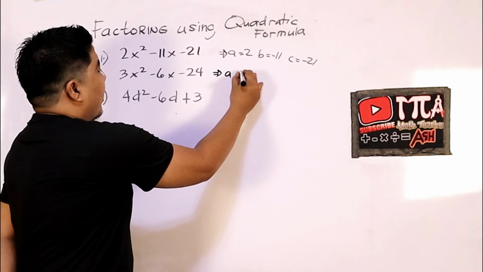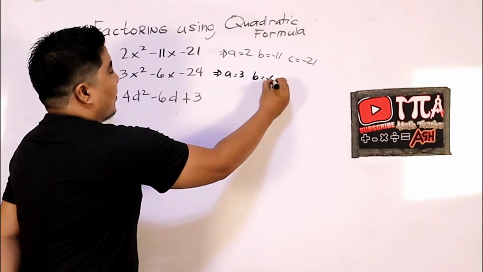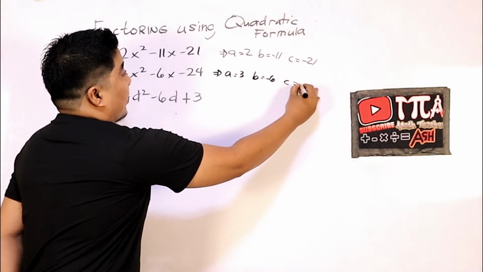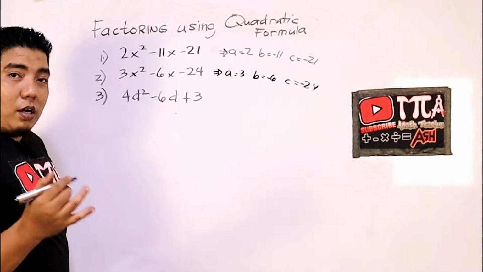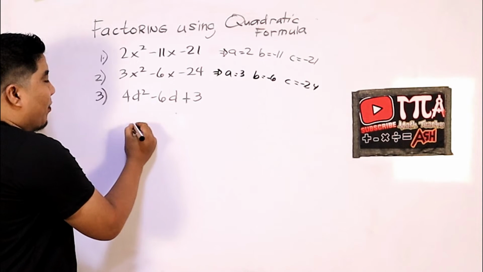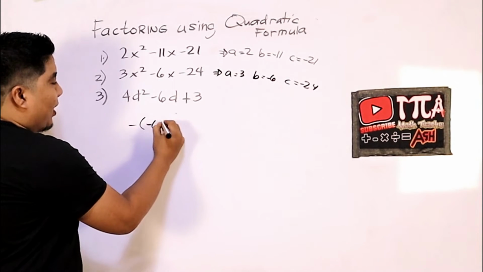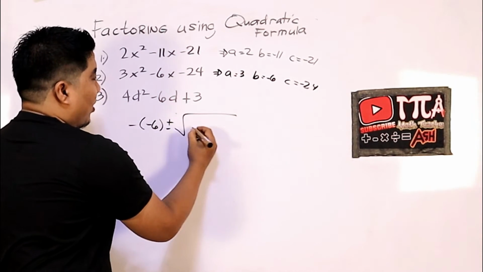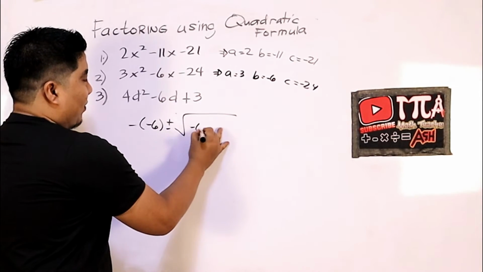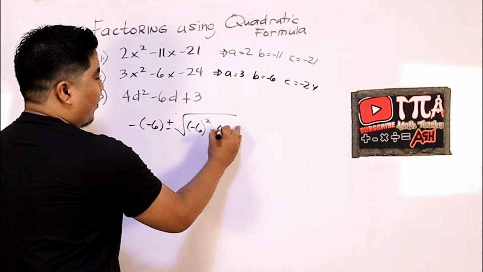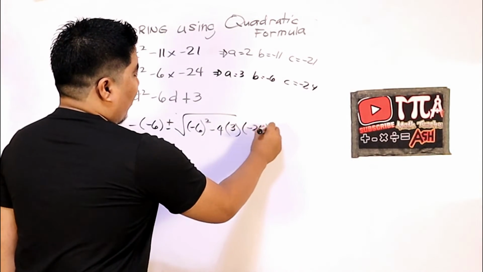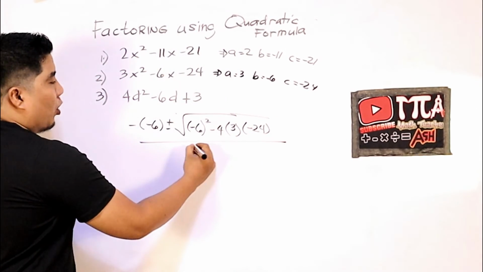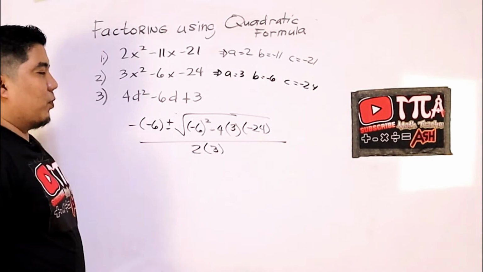So our a here is 3, our b here is negative 6, and our c here is negative 24. Now applying our quadratic formula, we have negative b, which is negative 6, plus or minus the square root of b squared, that is negative 6 squared, minus 4 times a, that is 3, times c, that is negative 24, all over 2 times 3, or 2a.